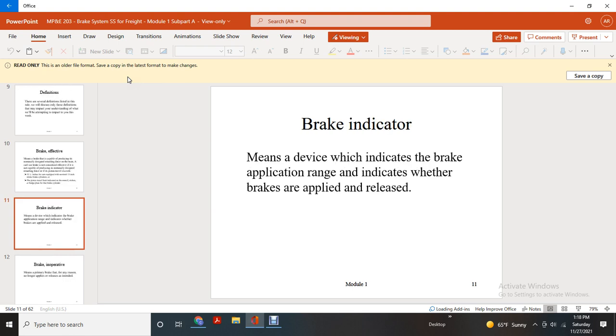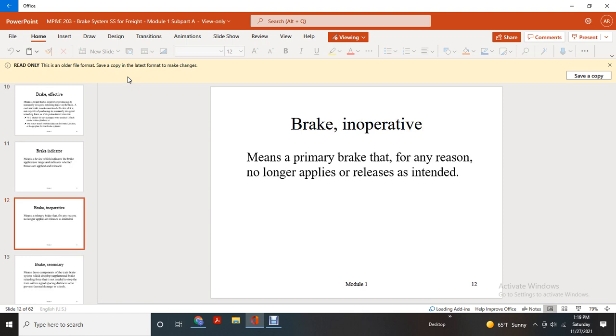Brake indicator means the device that indicates the brake application range, showing whether the brakes are applied or released. Brake, inoperative, means a primary brake that for any reason no longer applies or releases as intended.